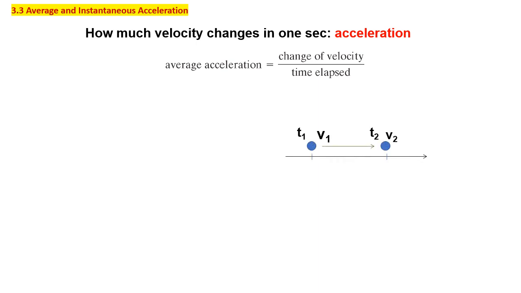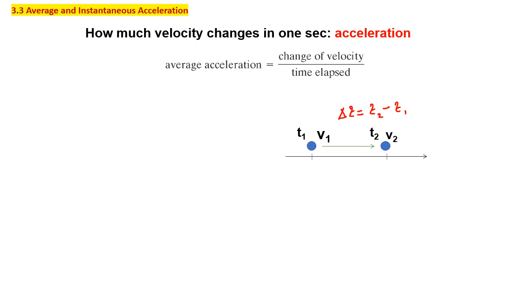Suppose there is a particle or an object which moves through some distance. During this movement, velocity changes from v1 to v2. The initial time is t1, the final time is t2. So we can say that the time taken is delta t equals t2 minus t1.